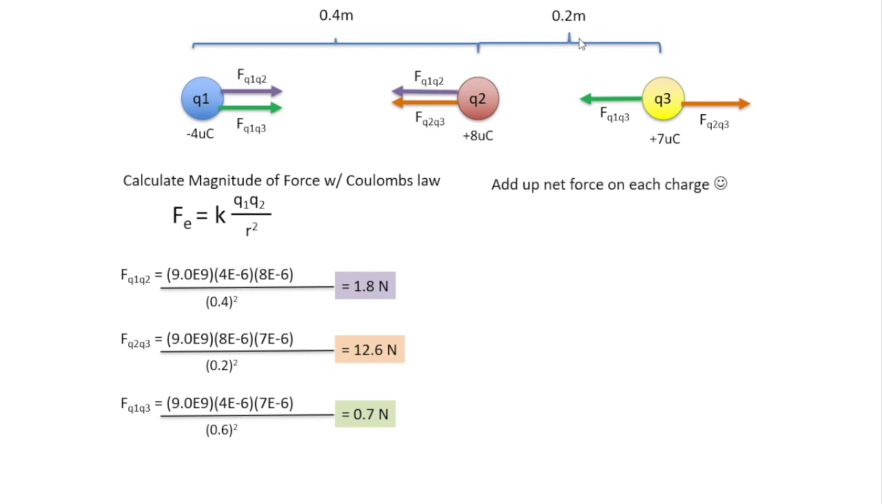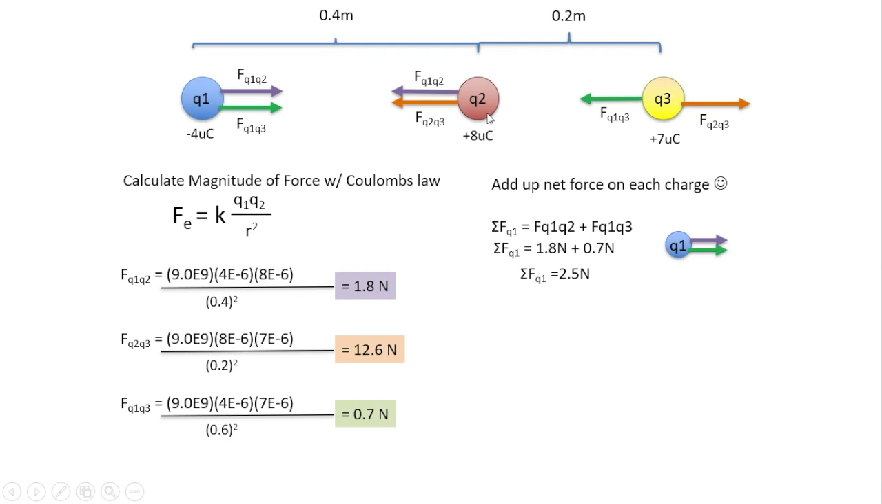Now that we have all of these magnitudes, we can go ahead and add them up to find out the net force on each charge. So let's start with charge 1. We see that both of these forces point to the right, so we're just going to add these together. That's going to give us a net force of 2.5 newtons.